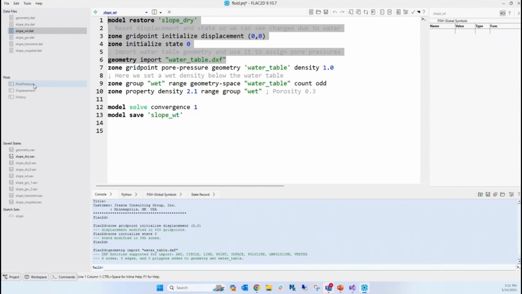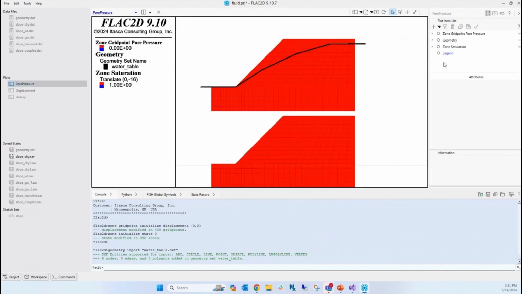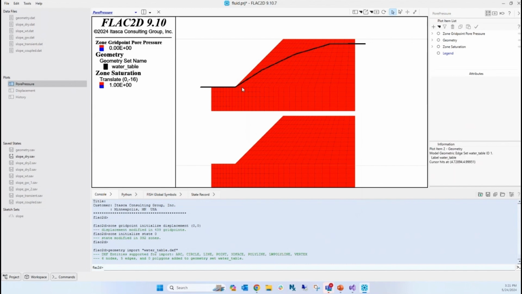If you go to the pore pressure plot, I'm actually plotting the geometry here. I've given it to you. If you haven't seen this before, you can go to plus, user defined data geometry. Click on that to plot the geometry. So here's the water table that we just imported. It's just a 2-dimensional DXF. Pore pressure is 0, we haven't used the water table yet. All we've done is imported it.